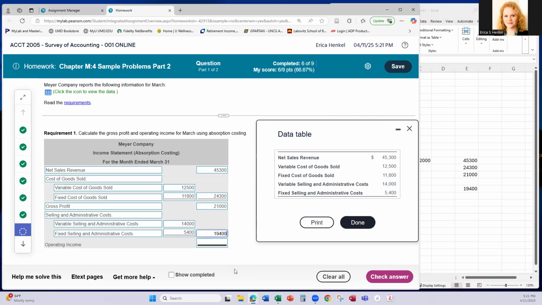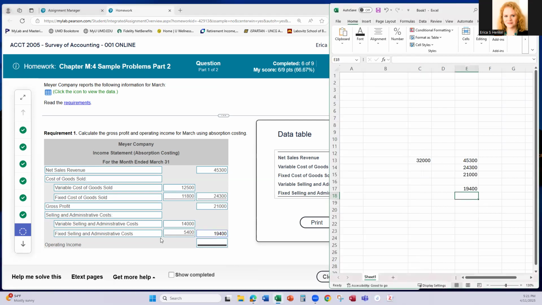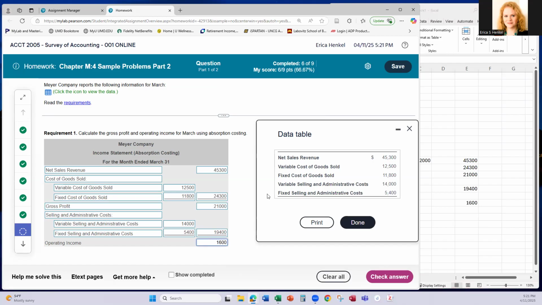It's all good. And then to arrive at our operating income, we're going to take the gross profit minus the selling and administrative. And that gets us to $1,600 in operating income. Okay, so that's an absorption costing income statement. It's the financial format, okay?